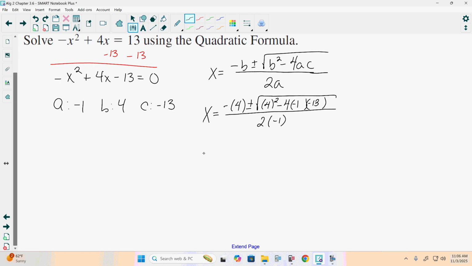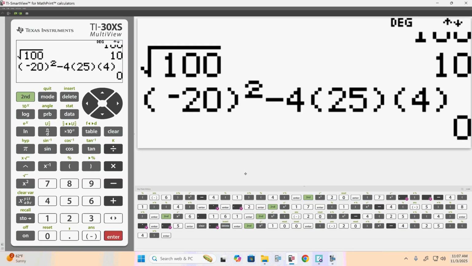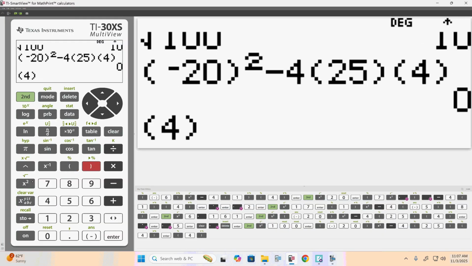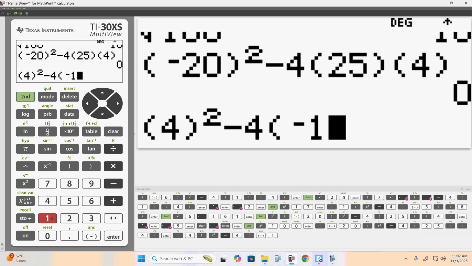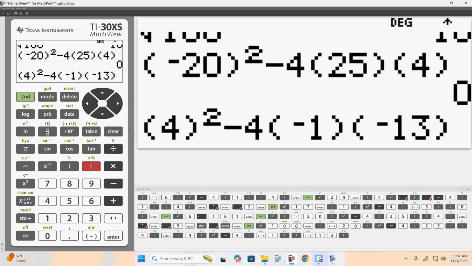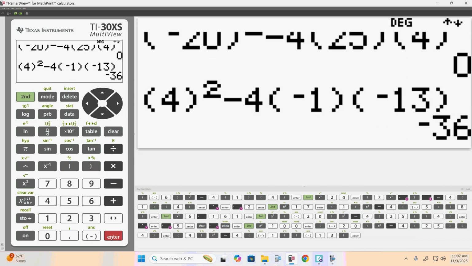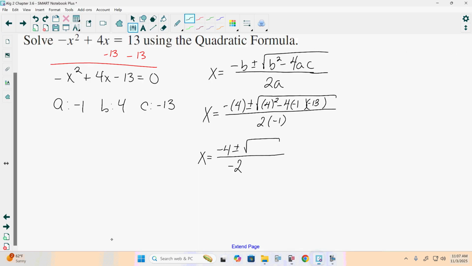Now at this point here, like most of the problems we've had so far, our negative 4 is going to be, well, negative 4. The denominator 2 times negative 1 is going to be negative 2. Inside the radical, we have 4 squared minus 4 times negative 1 times negative 13. That is negative 36.